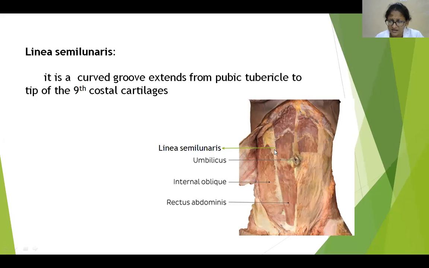The lateral border of the rectus abdominis muscle forms the linea semilunaris. See, these are the intertendinous sections we had seen in the previous slides. This is the intertendinous section in between the strips of the rectus abdominis muscle. This is one intertendinous section, and this is another.